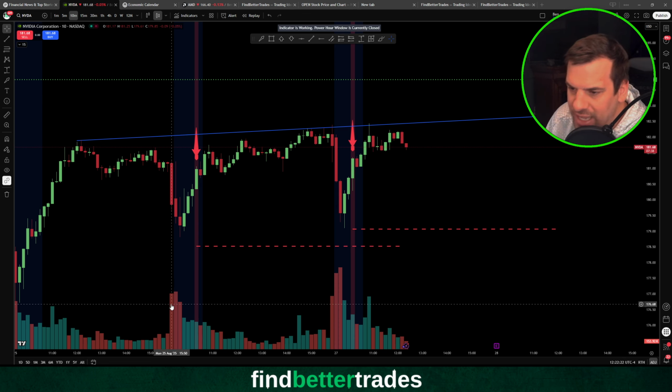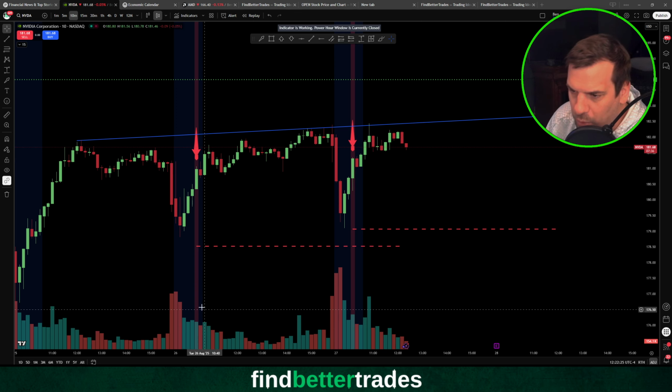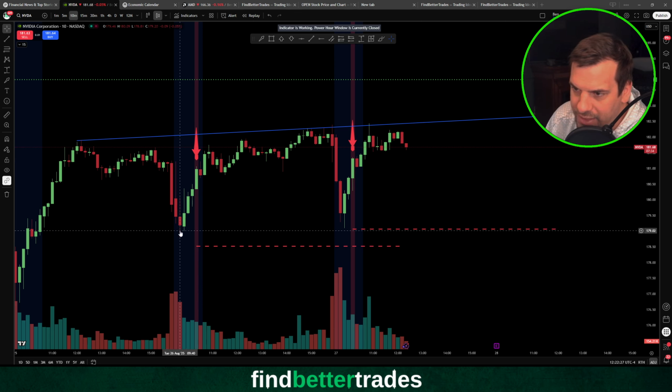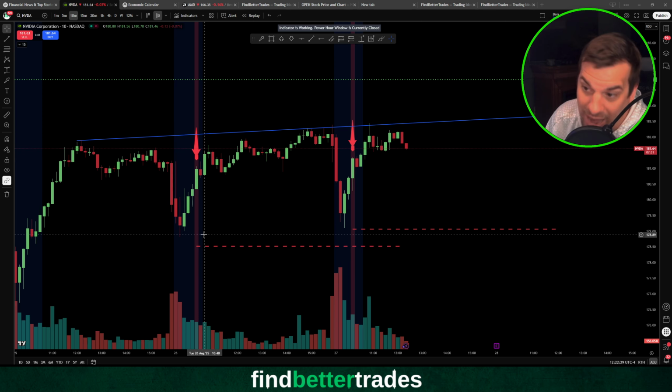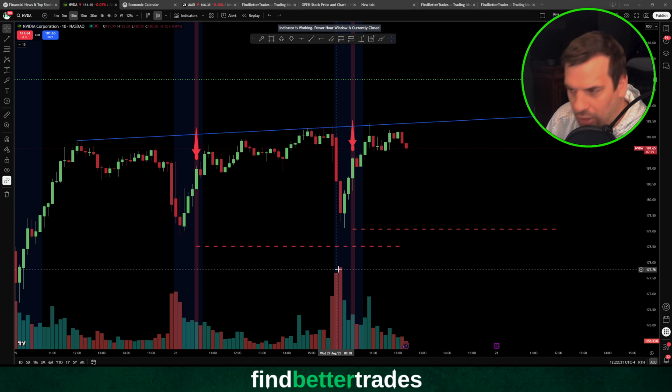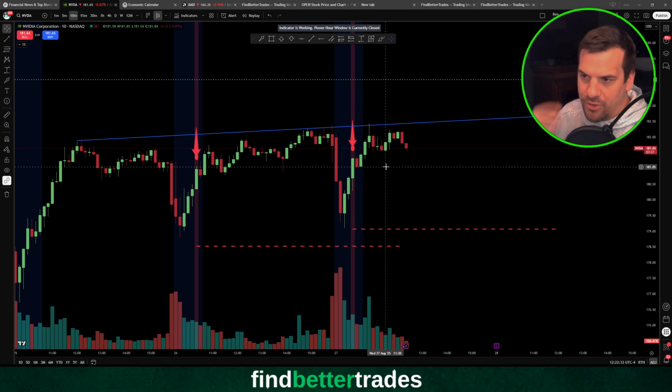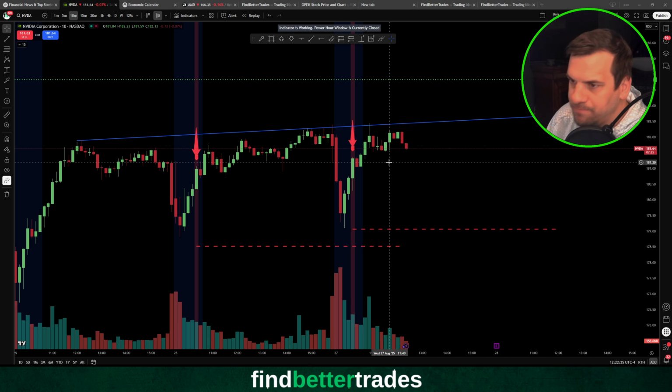But you can just see the volume. Look at the volume in the mornings on NVIDIA. This is the power window right here from 9:30 to 10:30. There's a lot of volume happening, and there's a lot of interesting stuff going on.